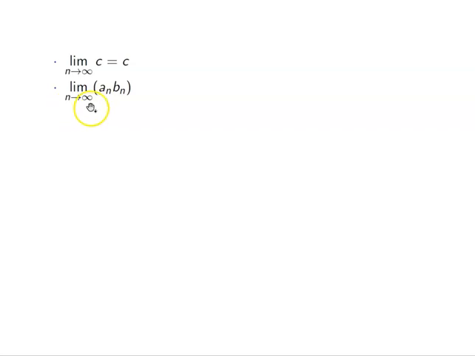Okay. The limit as n goes to infinity of the product of my sequences, right? Or the product of the terms of my sequences. So first term of A times first term of B, and then the second term of this would be the second term of A times the second term of B, and so forth. This would be the same as if I just took the limit of the individual sequences and then multiplied them together.